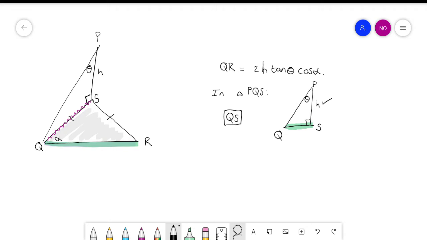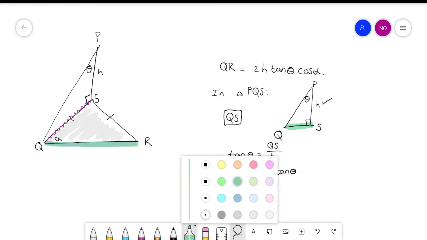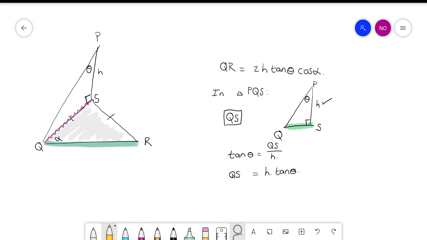En ons sien H is hierso. Nee. H is daar in my antwoord. So ek moet hom kry van die een driehoek na die ander driehoek. So ek gaan sê tan van theta is gelyk aan oorstaande op aangrensend en dan gaan ek hom kry in terme van QS. So dan het ek QS is gelyk aan H maal tan theta.